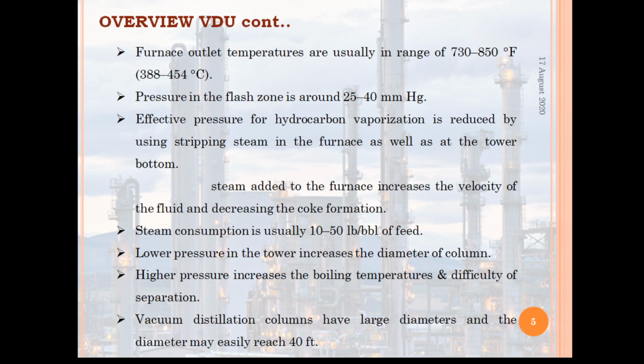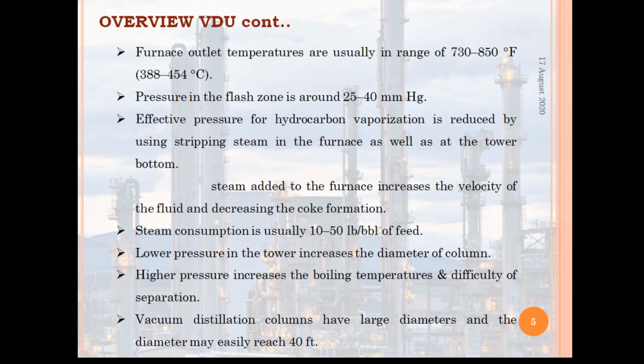The effective pressure for hydrocarbon vaporization is reduced by using stripping steam, in the furnaces as well as at the tower bottom. Steam added to the furnace increases the velocity of the fluid. Whatever steam we are using in the furnace helps to increase the velocity of the fluid, and as the velocity of the fluid increases, it helps to decrease the coke formation.